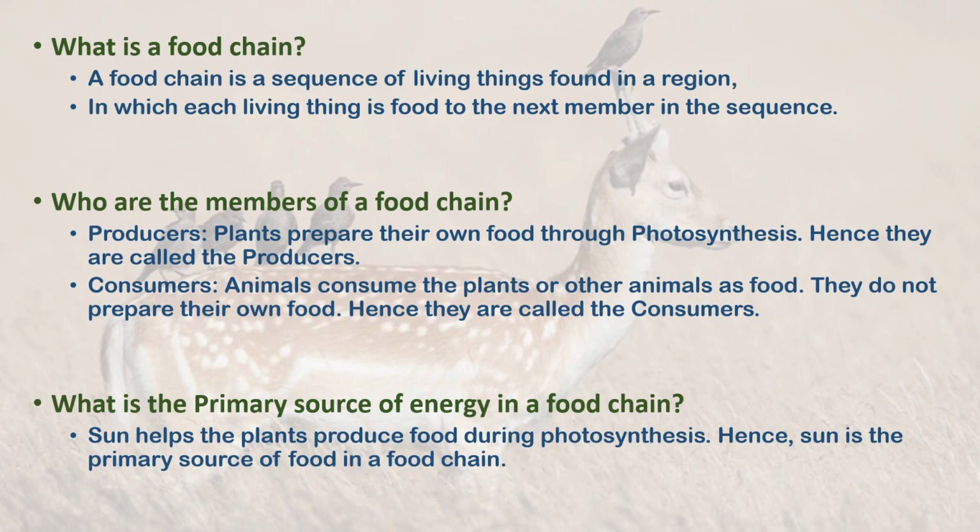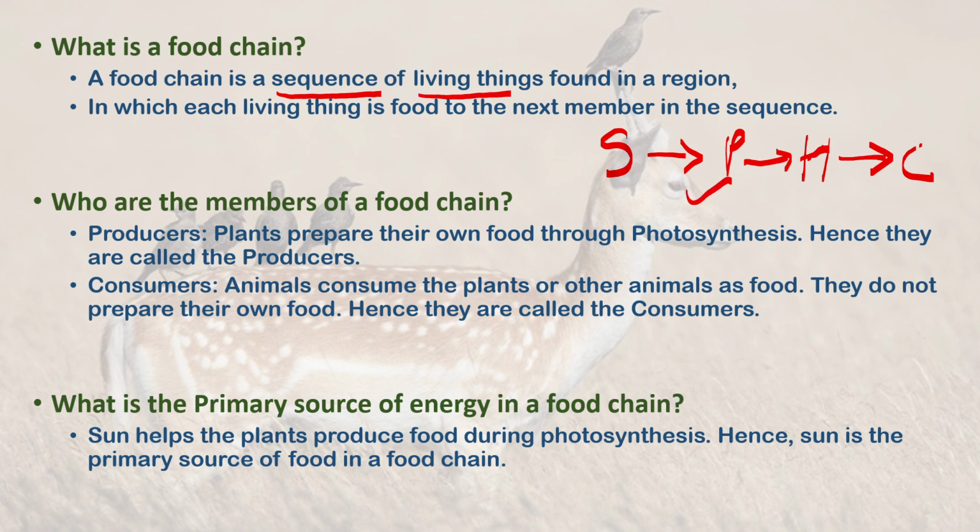So what is a food chain? Now it should be very easy. It is a sequence. We saw, right? First there was the sun, then there was a plant, then there was a herbivore, then there was a carnivore. Correct? So it is a sequence. A sequence of what? A sequence of living things. Plant, a herbivorous animal, a carnivorous animal, all are living things, right? So it is a sequence of living things found in a region.